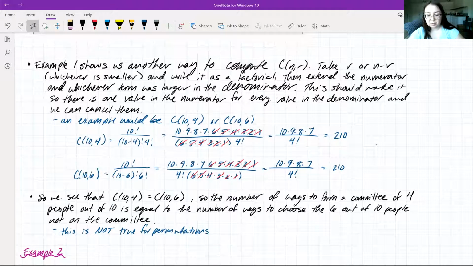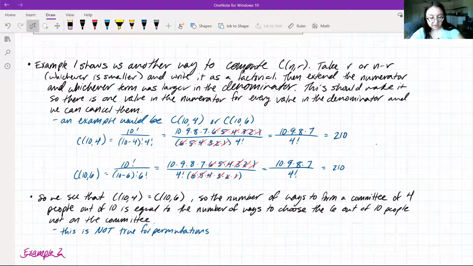Then we would just extend the numerator and whichever term was larger in the denominator. This means that 10 minus 4 factorial, which was 6 factorial, we're going to extend out, our 6 factorial. Then this should make it so that there is one value in the numerator for every value in the denominator that has been extended, and then we can cancel them. Whichever value in the denominator that you extended, you should be able to cancel out every one of those values with the numerator, or at least a lot of them.